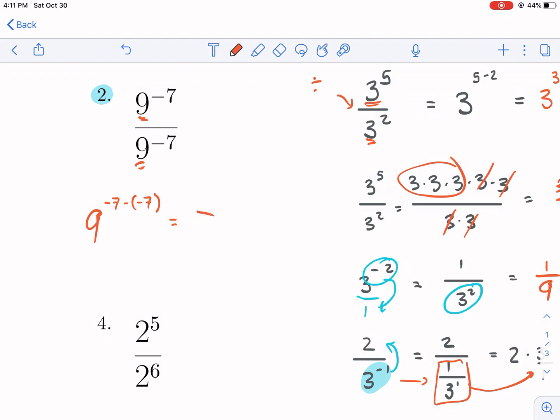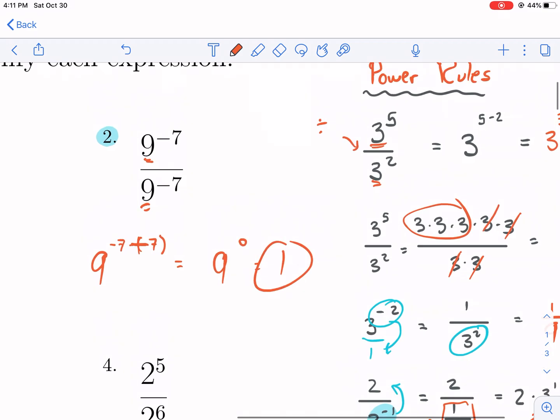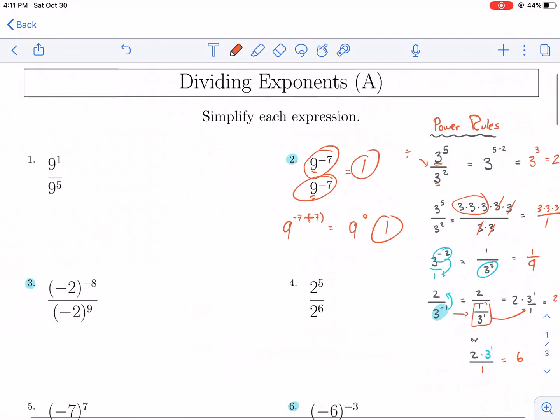And we get 9, whoops, that's one ugly 9. 9 to the 0 power. Negative 7 minus a negative 7, that's technically a plus. Negative 7 plus 7 is 0, and we get 1. And it should be 1 because if we have the same thing in the top and bottom, divided by itself, no matter what, that's going to equal 1, and that's the way we can check that answer there.